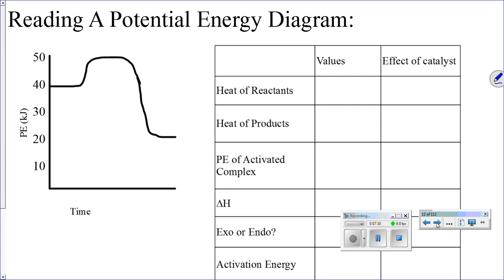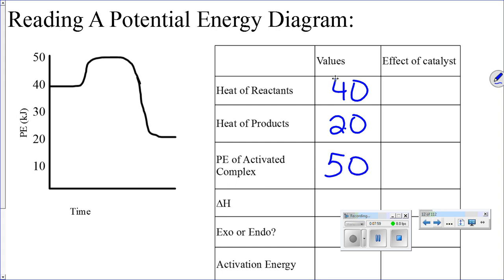So we have to be able to read a potential energy diagram with values given on it. So our heat of reactant is where we start, and that's given as 40. Our heat of our product, or potential energy of our product, is given as 20. And I do use those terms a little bit interchangeably. They're used differently in different places. It's a little frustrating because heat and potential energy are different things, but in this terminology, they're kind of treated similarly. Our potential energy of our activated complex is 50.